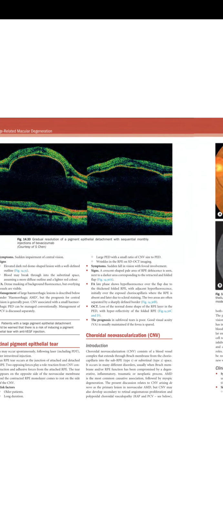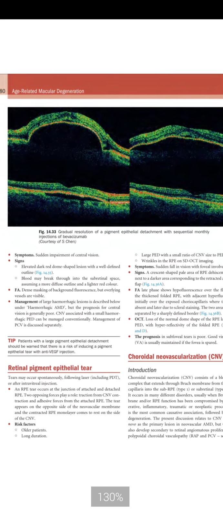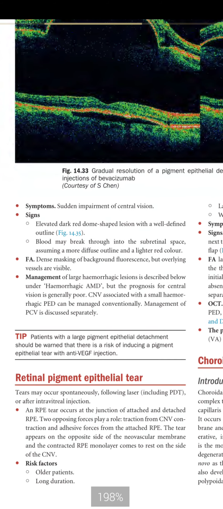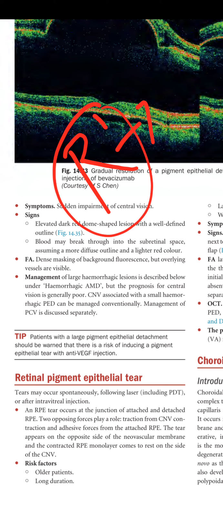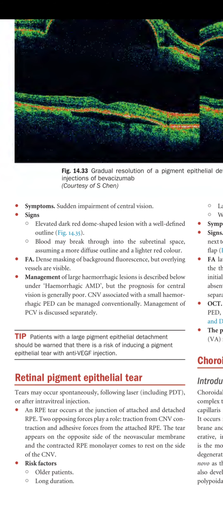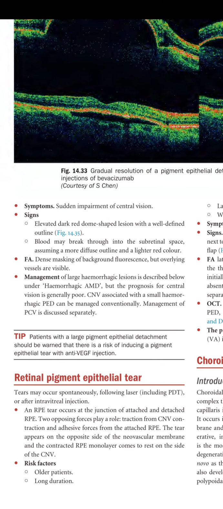So next is the retinal pigment epithelial tear. Tears may occur spontaneously, following laser, including PDT, or after intravitreal injection. An RPE tear occurs at the junction of the attached and detached RPE. So whenever there is attached and detached RPE, the tear usually occurs at the junction.